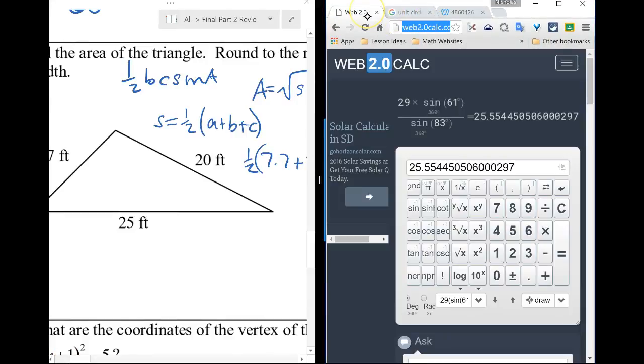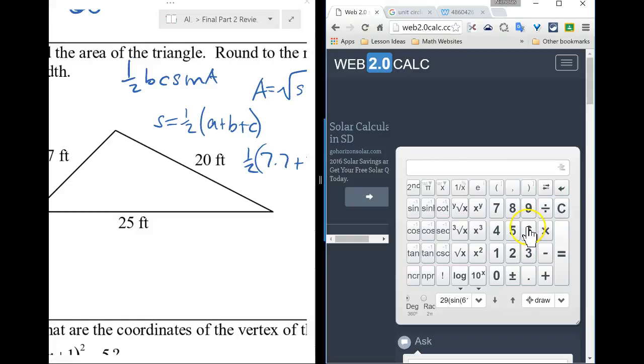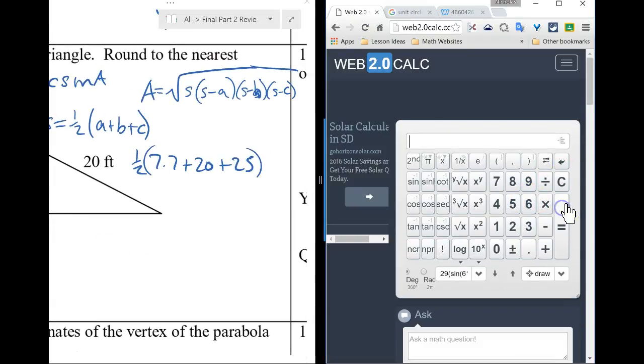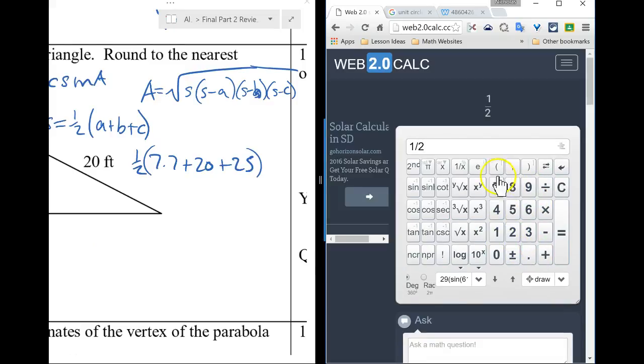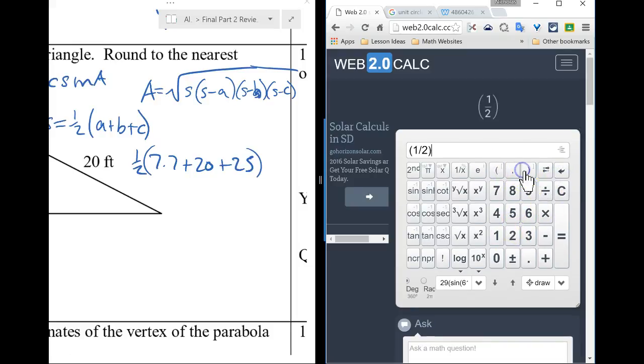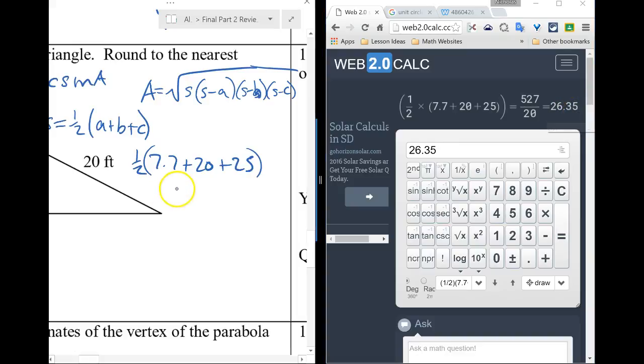Let's go back to our calculator here. Okay, so now we're going to do, move that over so you can see it. So we're going to do 1 over 2. Actually, let's do it this way. Let's do it in parentheses and make sure the calculator recognizes it's 1/2 times 7.7 plus 20 plus 25. Okay, that looks good. So that will be our S. Okay, and it's about 26.35. Okay, so S equals 26.35.